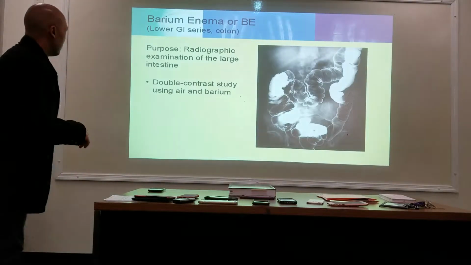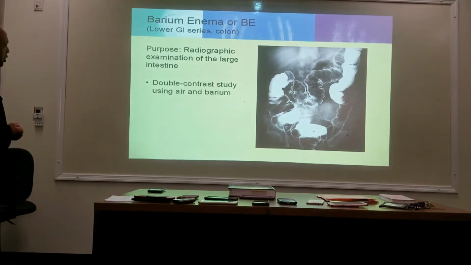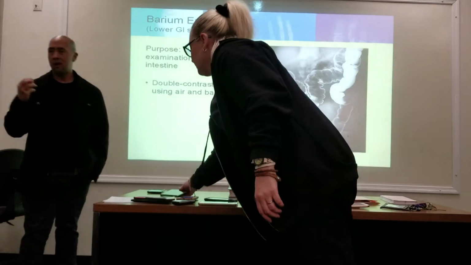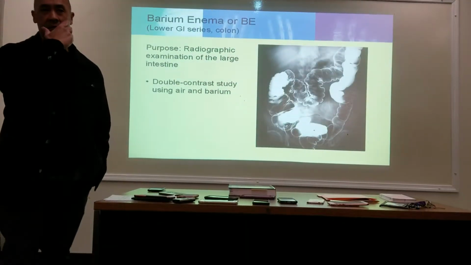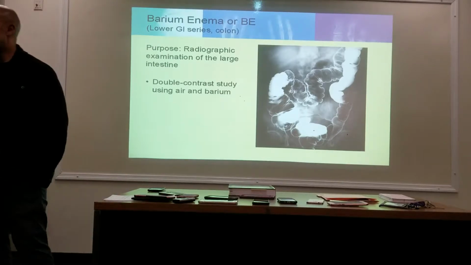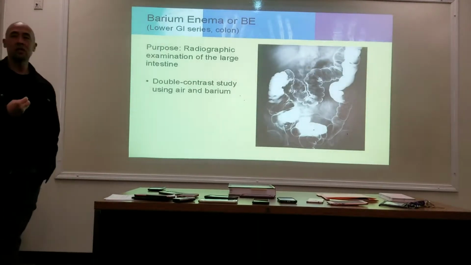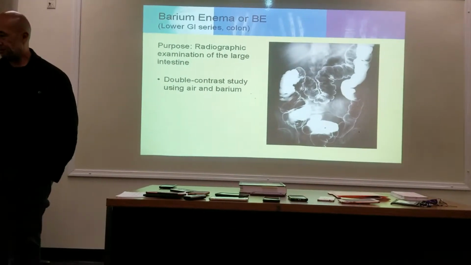So the barium enema purpose again is the radiographic examination of the large intestine. It's generally done as a double contrast study. So the primary media that we use here is barium and also negative contrast, which is air. Double contrast, just like in the upper GI, is very good in looking at the internal mucosa of the anatomy.